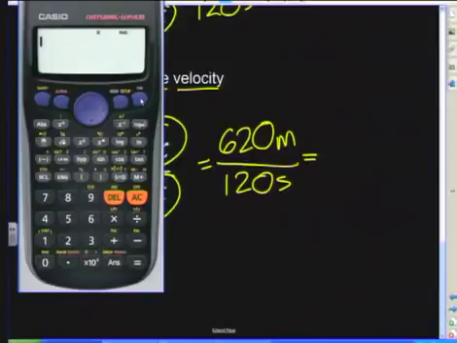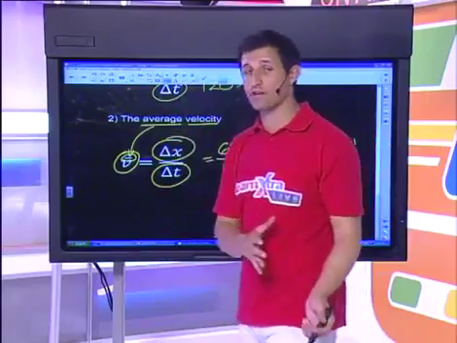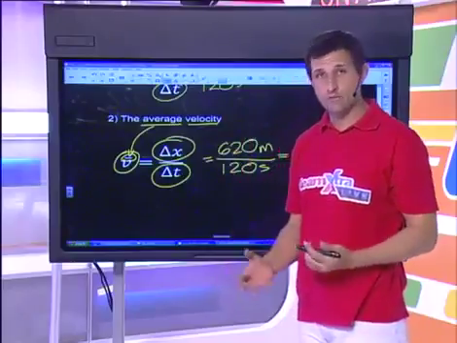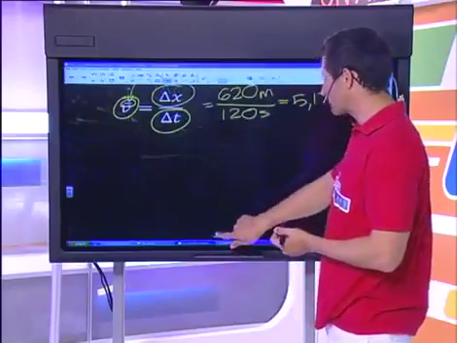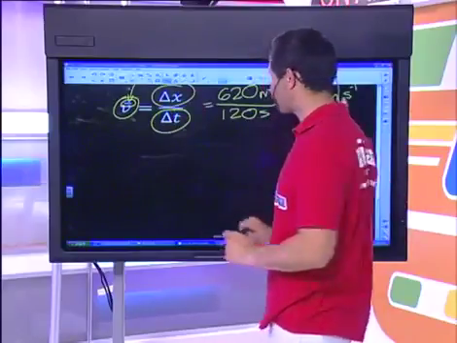So 620 divided by 120 seconds, I get 5.17 if I round that off. So 5.17 meters per second. Now, I'm not done, guys. I told you that if I use displacement, which has a direction, velocity must also become a vector itself. So I've got to write my answer here with the direction. In fact, I lose marks if I don't give vectors with directions.